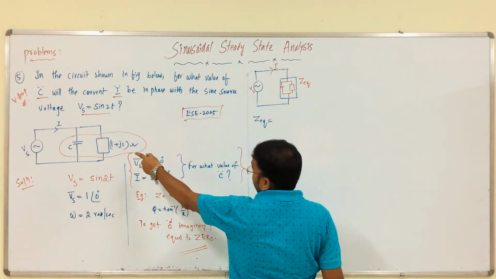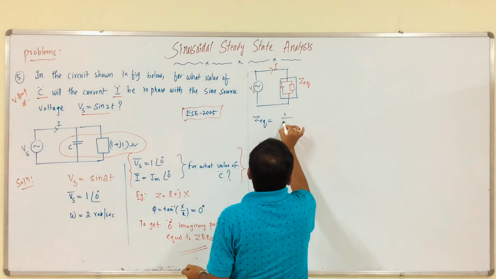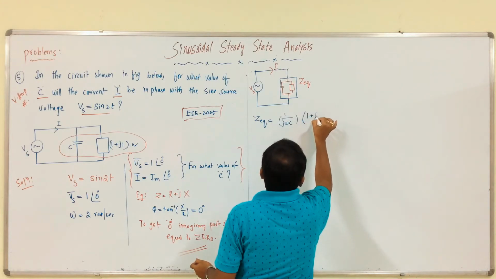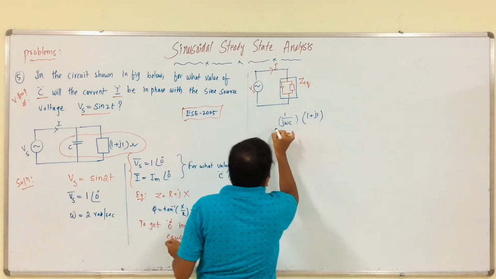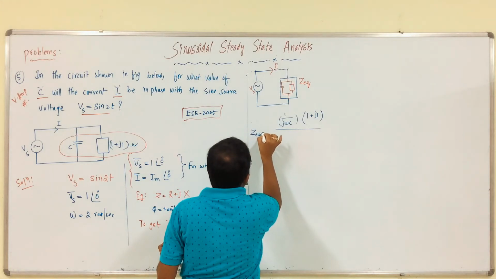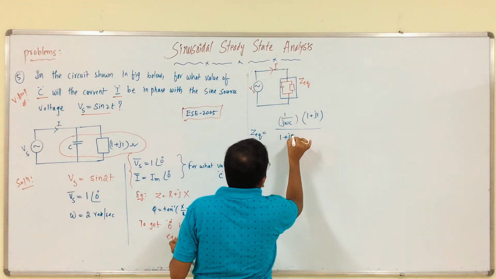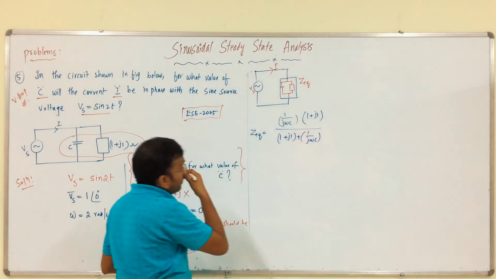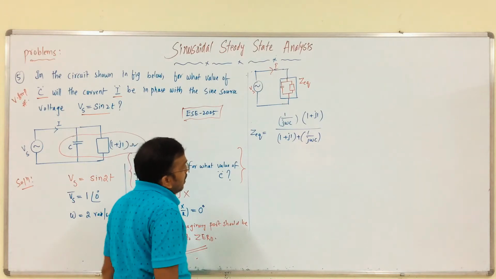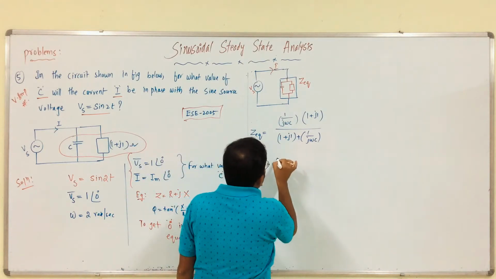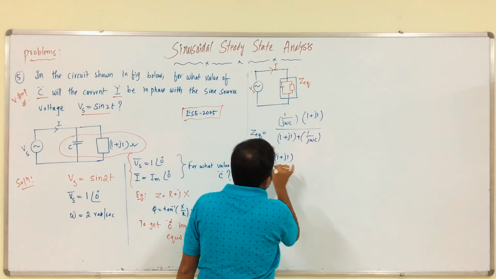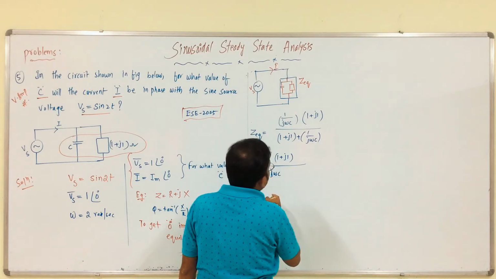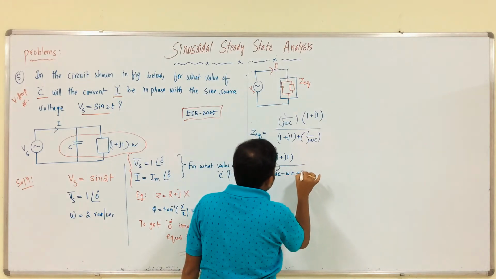j omega C, right? 1 by j omega C into 1 plus j 1, by, this is Z equivalent, 1 plus j 1 plus 1 by j omega C. Clear? R1 R2 by R1 plus R2. So, from this we have 1 plus j 1 by 1 j omega C, j into j minus omega C plus 1, that is it.